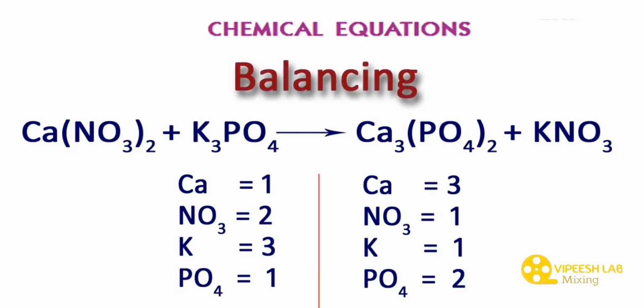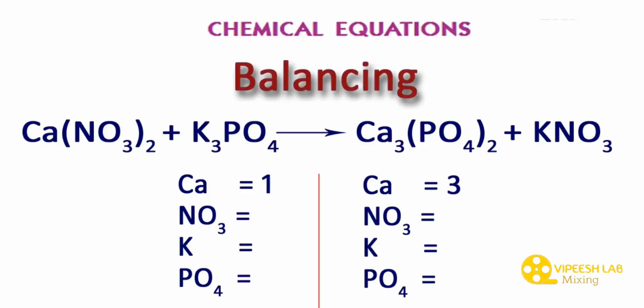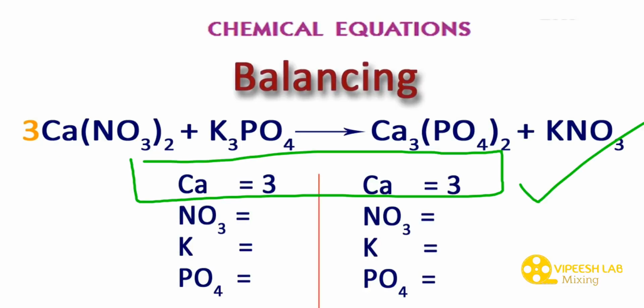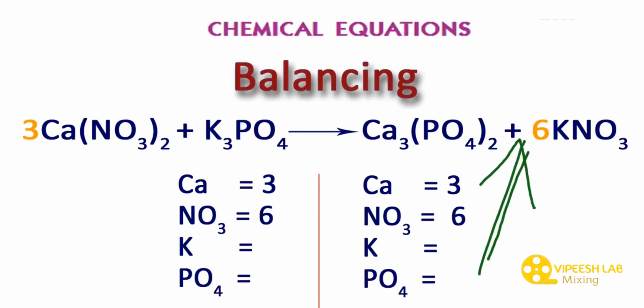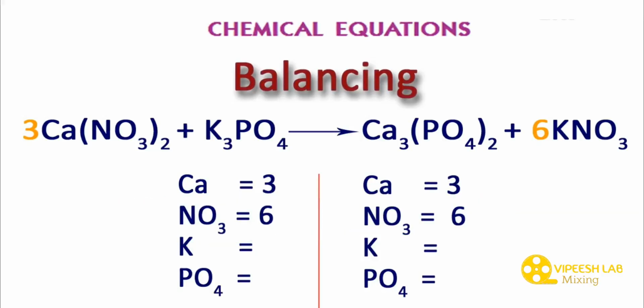So we must balance these with the addition of coefficients. Over the calcium, 1 in LHS, we must add 3 as the coefficient over there. Look at that now, 3. When we add 3 along with the calcium, it is balanced for both sides. And next one, look at that nitrate only has 6 by the addition of 3 over there in the LHS, so we must add 6 over there in the RHS to balance this.